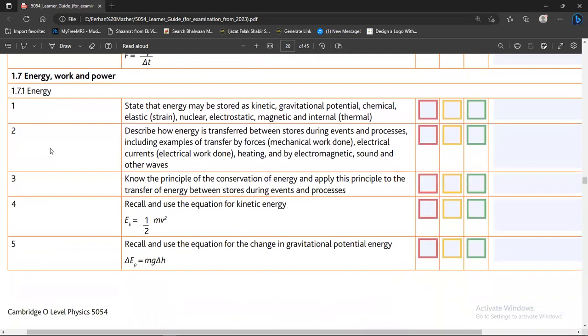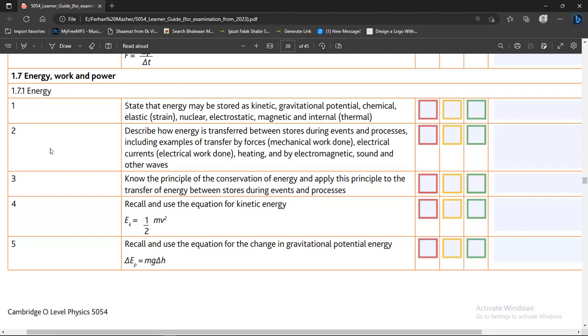Okay, the next topic is energy, work, and power. So energy: you should be able to state that energy may be stored as kinetic, gravitational potential, chemical, elastic, which we also call strain, nuclear, electrostatic, magnetic, and internal, which we also call thermal. Describe how energy is transferred between stores during events and processes, including examples of transfer by forces, mechanical work done, electrical currents, electrical work done, heating, and by electromagnetic, sound and other ways.